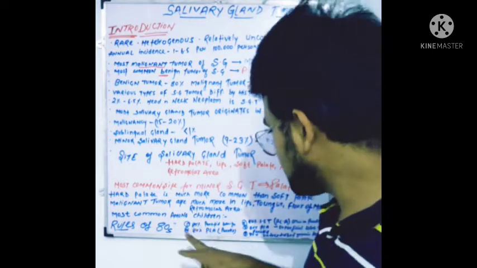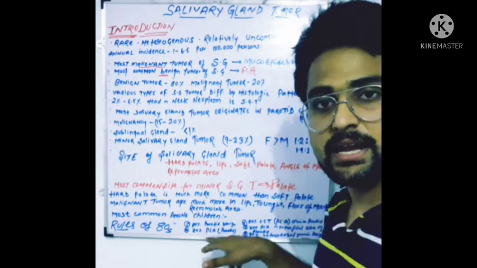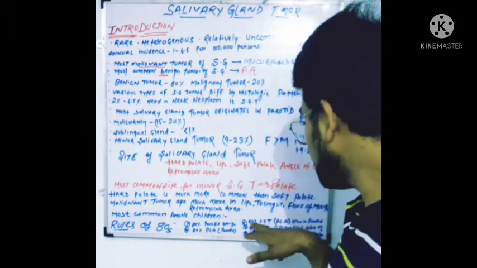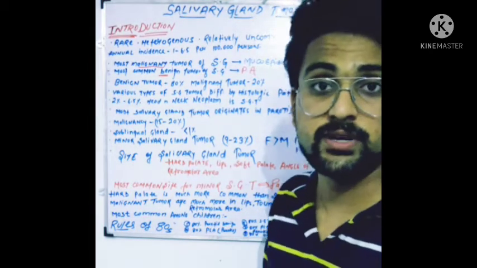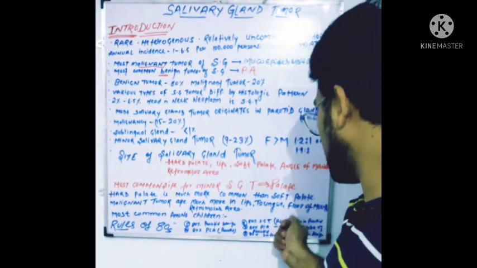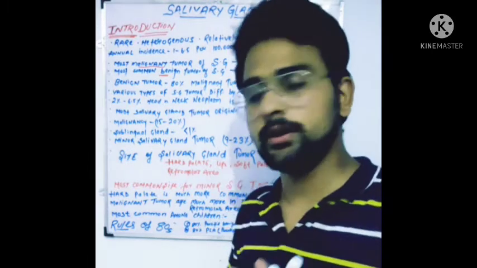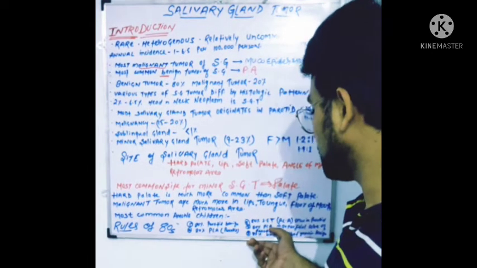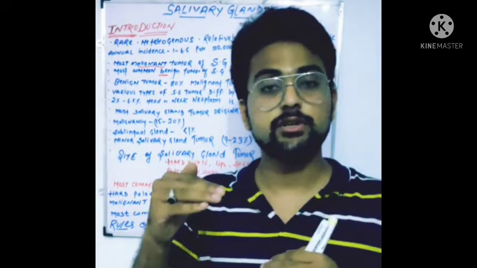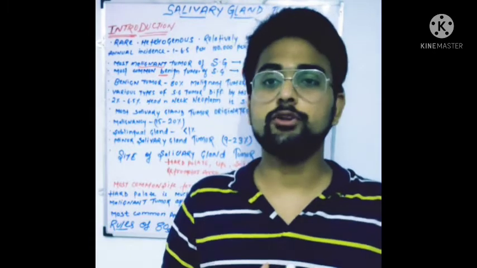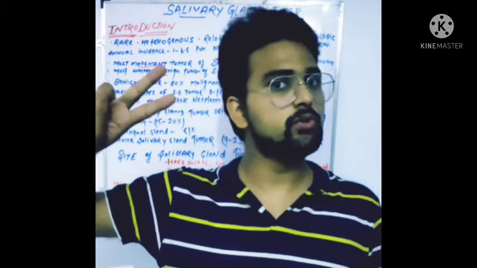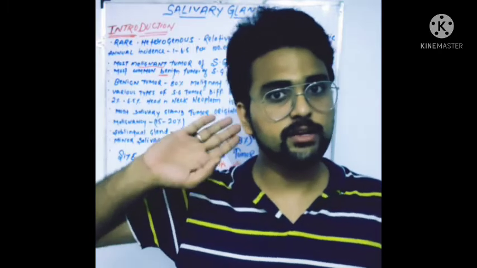So two rules: 80% of parotid tumors are benign, and 80% of pleomorphic adenomas are in the parotid gland. Then, 80% of salivary gland tumors are pleomorphic adenomas, and they occur in the parotid. 80% of pleomorphic adenomas occur in the superficial lobe of the parotid gland. You know there are two lobes in the parotid gland, superficial and deep.